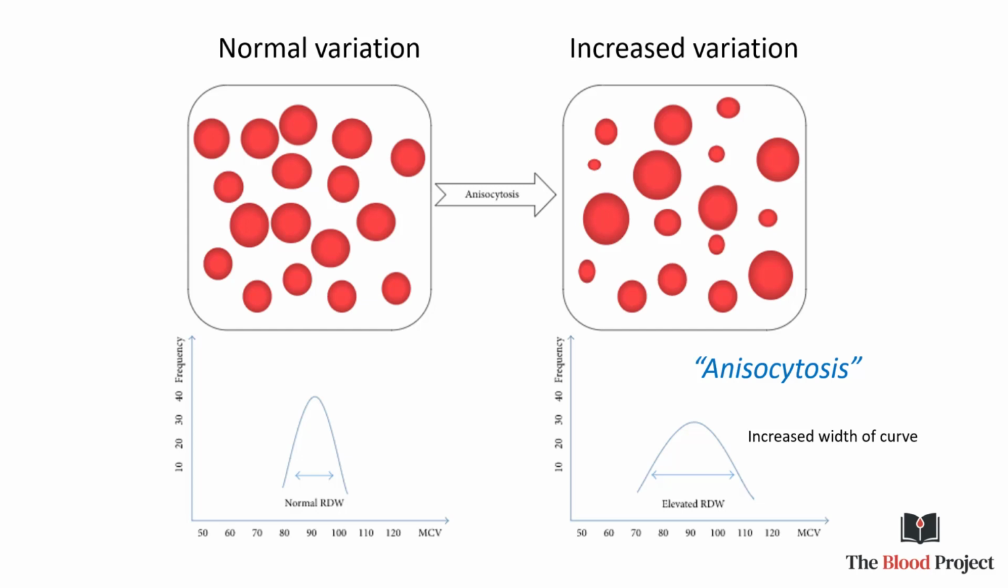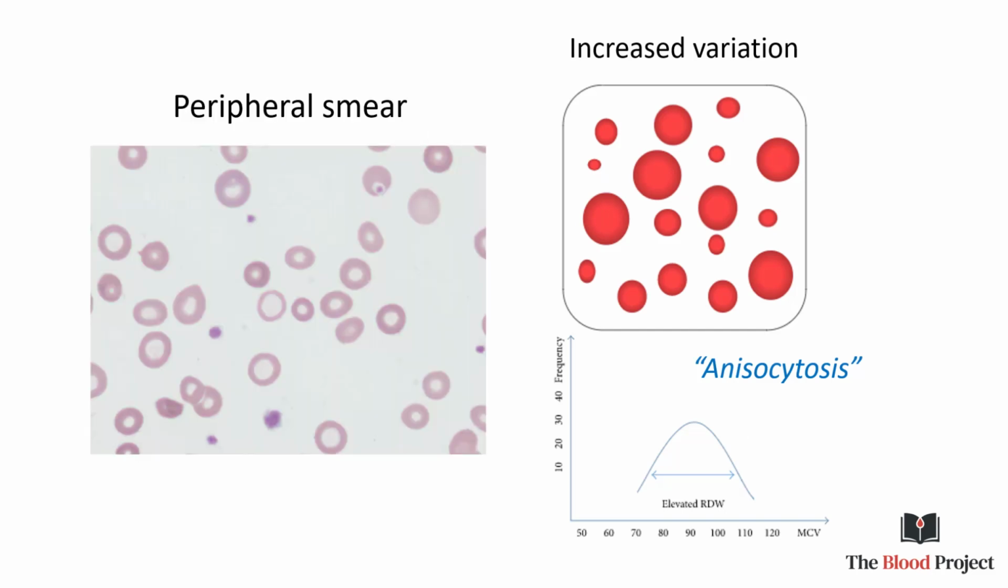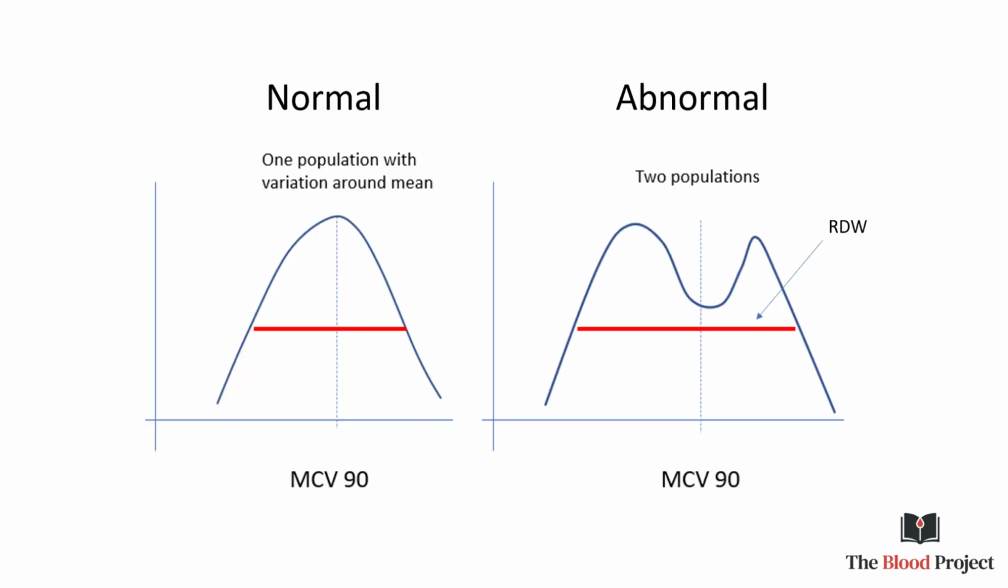When there is increased variation in red cell size, as shown on the schematics of peripheral smears at the top here, the width of the curve and therefore the RDW increase. We call this increased variation in red cell size, whether diameter or volume, anisocytosis. Here's a real example of a peripheral smear showing higher than normal variation in red cell size as appreciated by clear-cut differences in cell diameter.